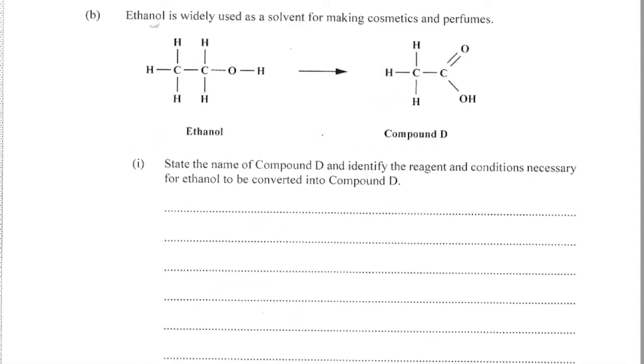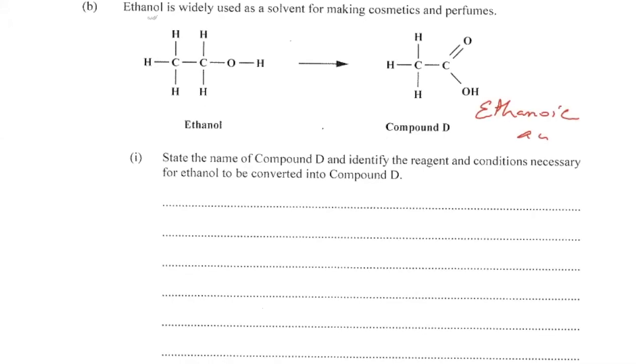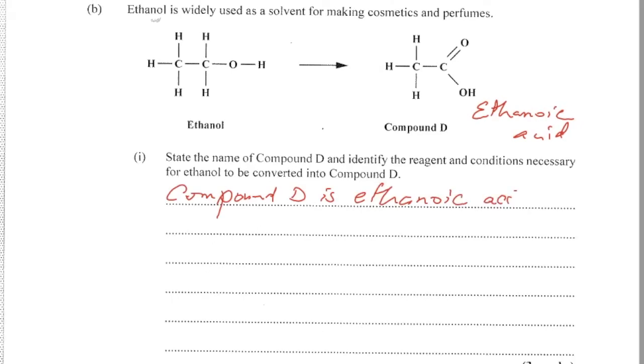Part B: ethanol is widely used as a solvent for making cosmetics and perfumes. State the name of compound D and identify the reagents and conditions necessary for ethanol to be converted into compound D. So this is ethanol, and on the right-hand side, we have compound D, which is ethanoic acid. So the name of compound D is ethanoic acid, and we get a mark for that.